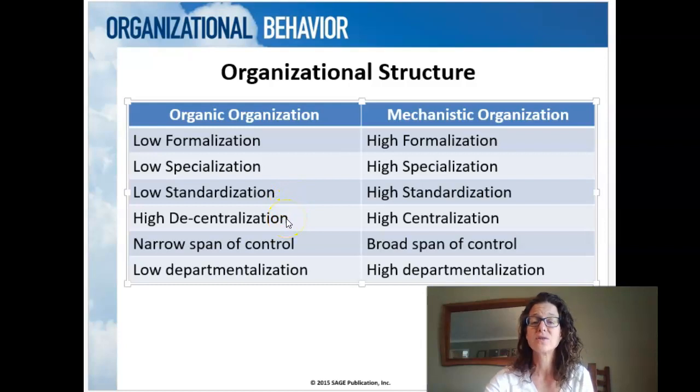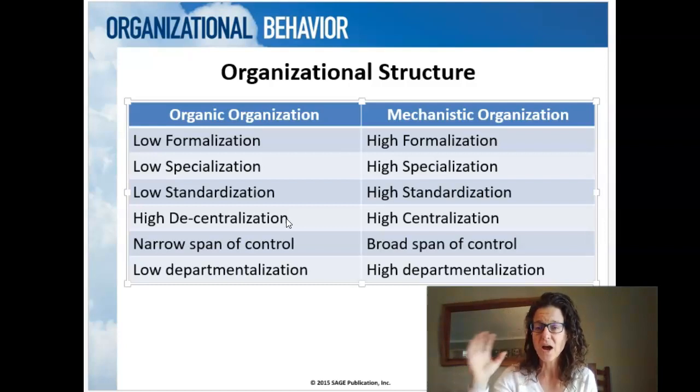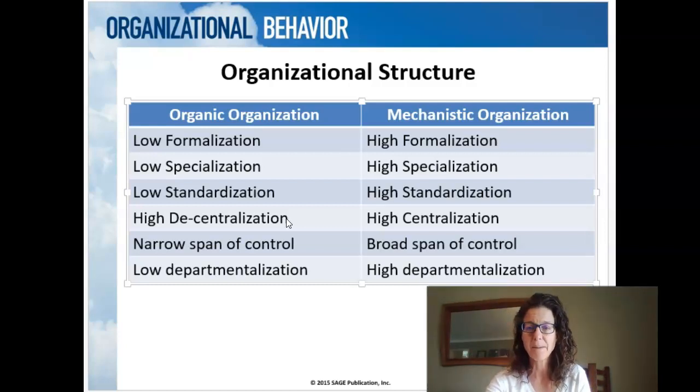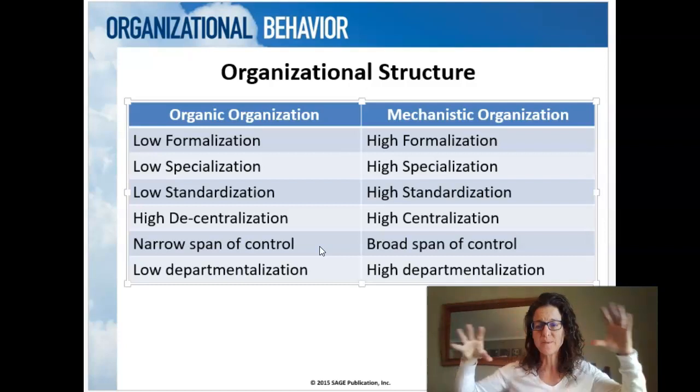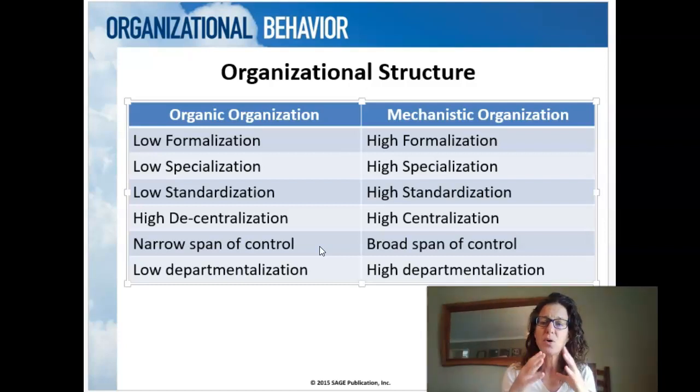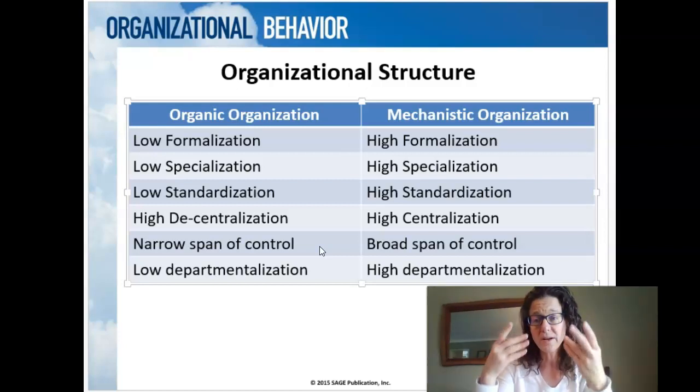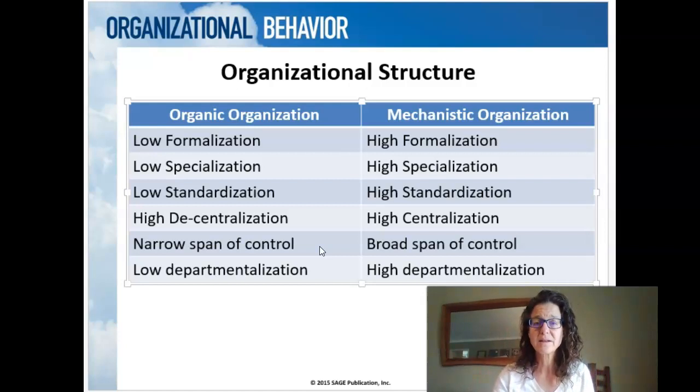Organic organizations also tend to be very decentralized, meaning decision-making is not centralized at the top, but rather shared among organizational members. This means that the span of control is relatively narrow. It is not a situation in which one manager is responsible for many employees, but rather a more equal egalitarian situation in which span of control, the people reporting to you, that's your span of control, is relatively narrow. Organizations that are organic will also have low departmentalization, meaning we will not divide the organization into distinct departments.